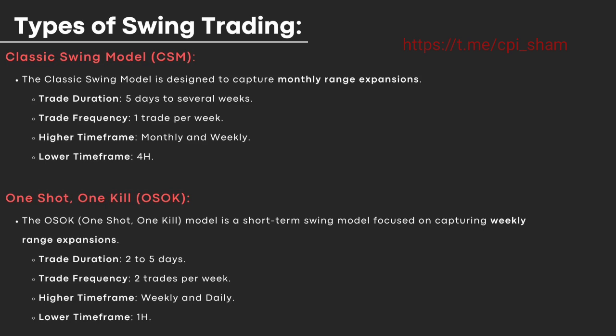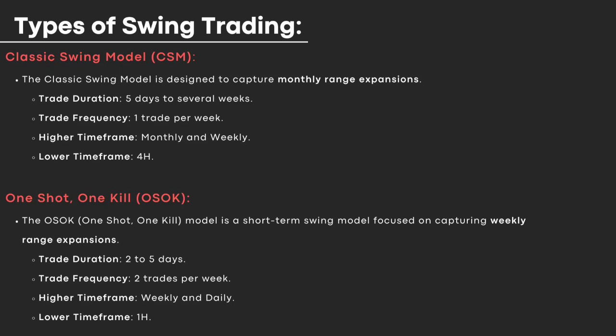For the CSM model, our higher time frames are the monthly and weekly charts, and for one shot, one kill, our time frames are the weekly and daily charts, and we're going to be looking for candle ranges and key levels on the daily chart. The lower time frame for the CSM is the 4 hour time frame, and for the one shot, one kill model, our entry time frame or lower time frame is the 1 hour chart.